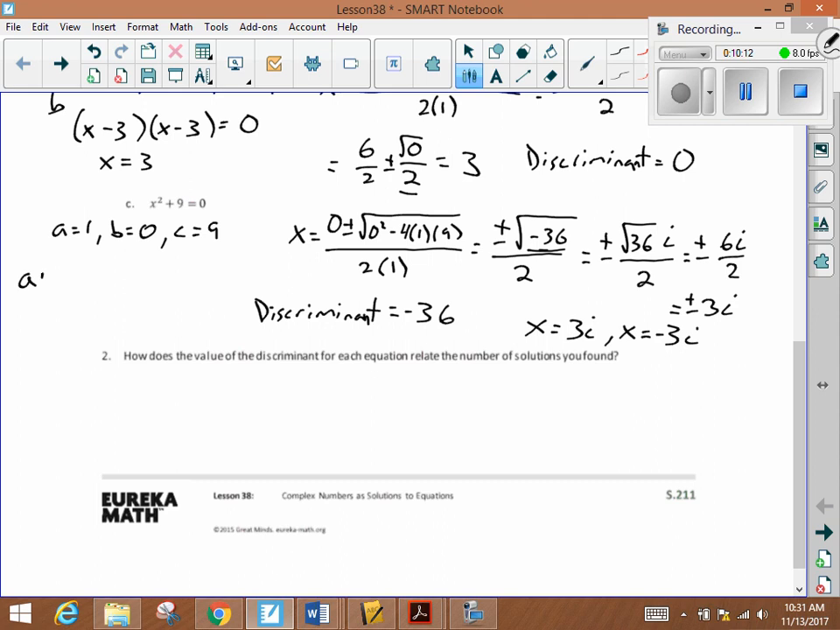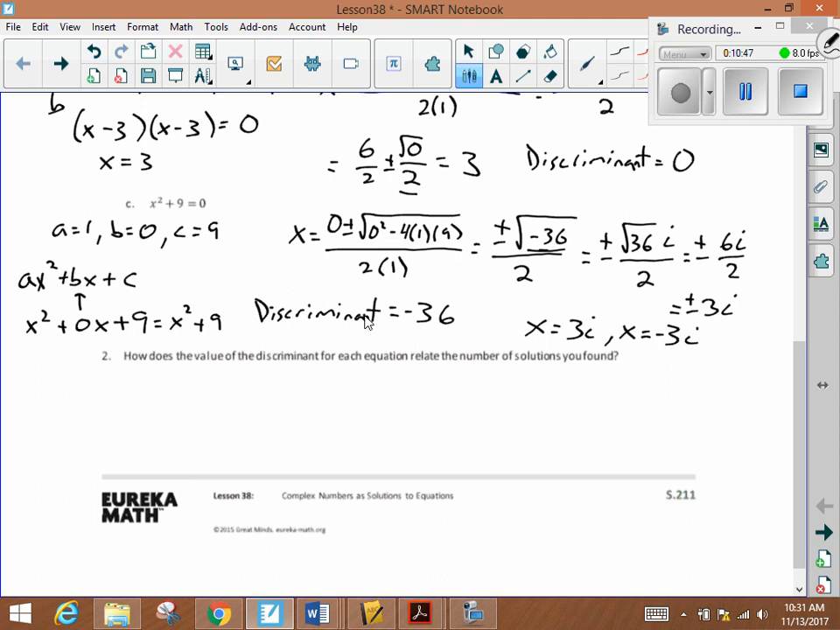Okay, so then we have ax squared plus bx plus c, right? Well, this thing's not in that form, right? There's no x term, which means that b must be 0. So these two things are equivalent. I could say x squared plus 0x plus 9, that's the same thing as x squared plus 9. So that's what's going on.